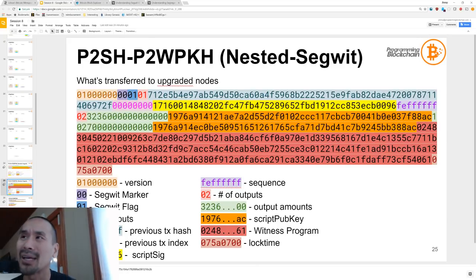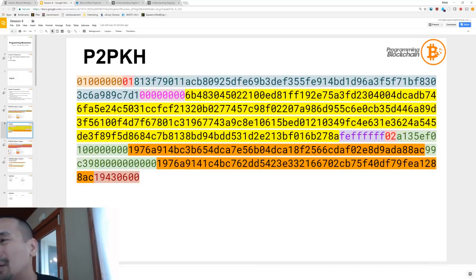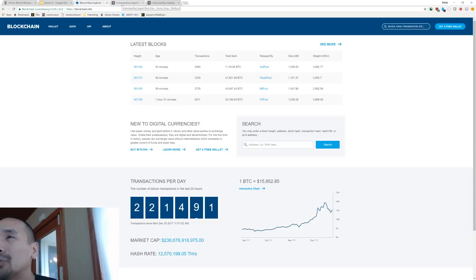Even pay to script hash, pay to witness pubkey hash isn't utilized by companies like Coinbase. Again, they're built on technology from 2013, which were big transactions like this. They're not taking advantage of Segwit, if you will, and they could reduce their costs massively if they did. Instead, they're passing it on to their customers, which is quite unfortunate.